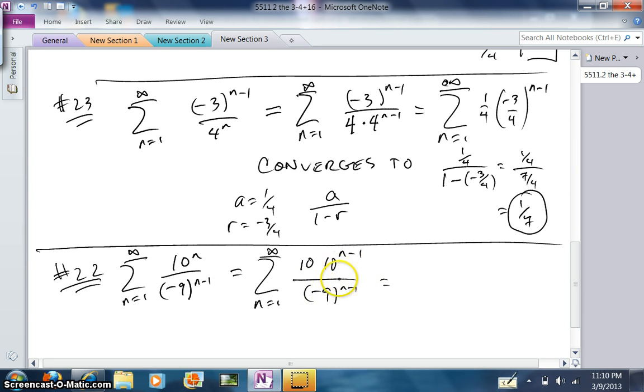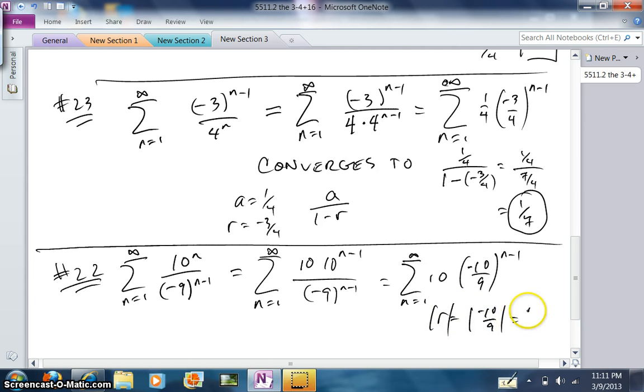And now I see two n minus 1 exponents. Let's put those together in one fraction. This is 10 times negative 10 ninths to the n minus 1. Okay, but the absolute value of r is equal to the absolute value of negative 10 ninths, which is 10 ninths, which is bigger than 1. And so it diverges.